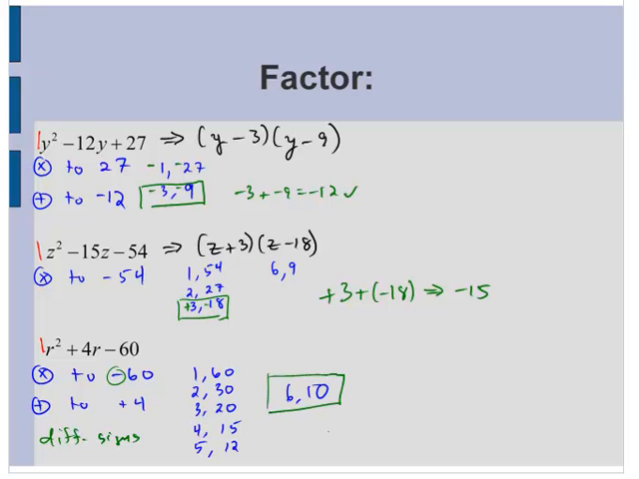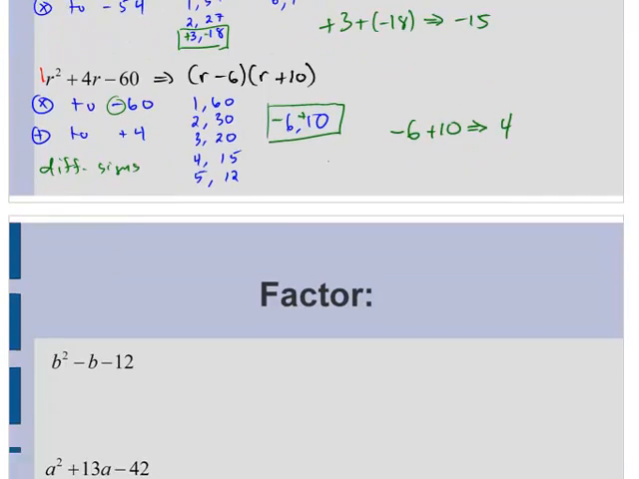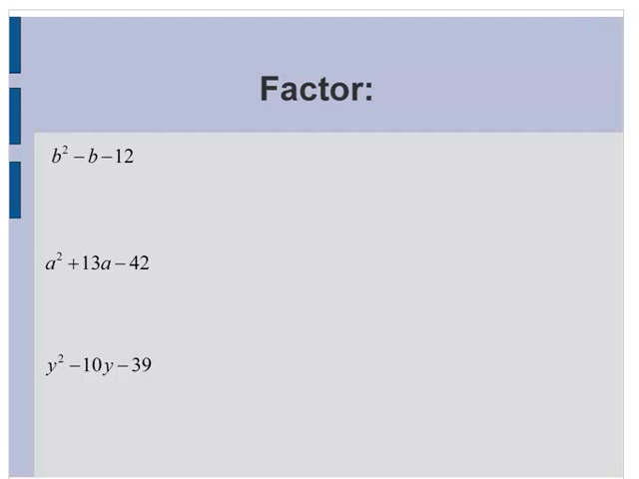So I need this pair of numbers. Now let's get the signs right. I need a positive 4, so I'll use a negative 6 and a positive 10. Negative 6 plus 10 is positive 4. So negative 6, positive 10, and I would write the factored form as r minus 6 times r plus 10. All right, so here are several that I would like for you to try on your own. Now would be a great time to pause.